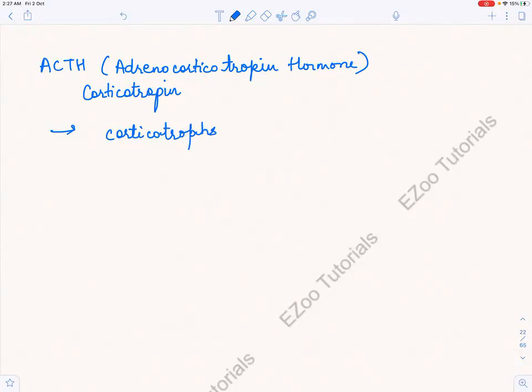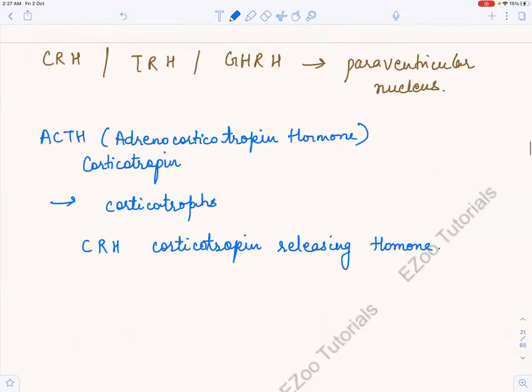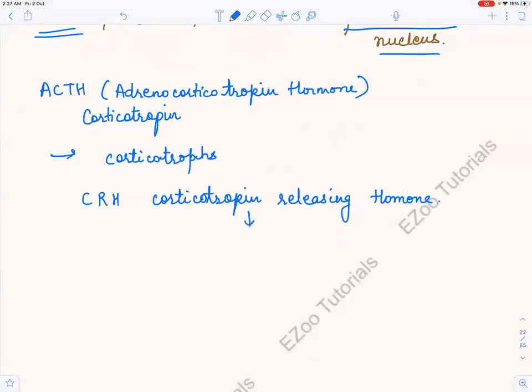This corticotropin releasing hormone, what will corticotropin releasing hormone do? It will be secreted where? I just told you, it will be secreted in the paraventricular nucleus, and through it, it will travel down to the hypophyseal portal system. And then what will happen? It will stimulate the secretion of ACTH. You understood?